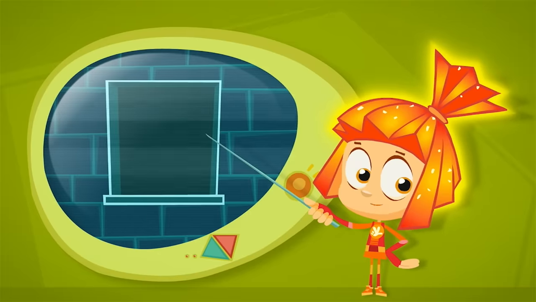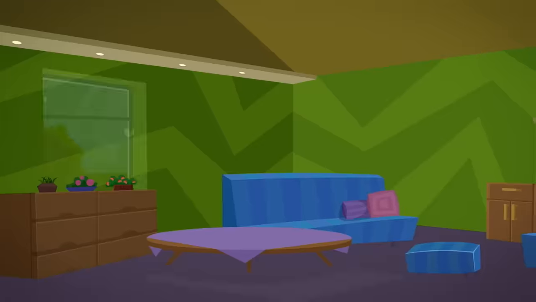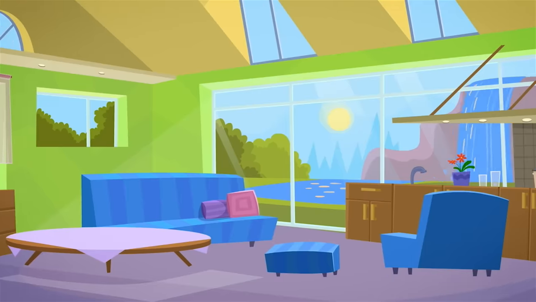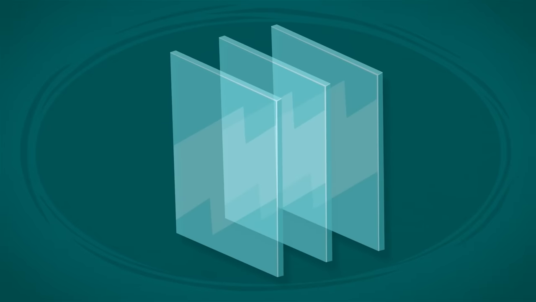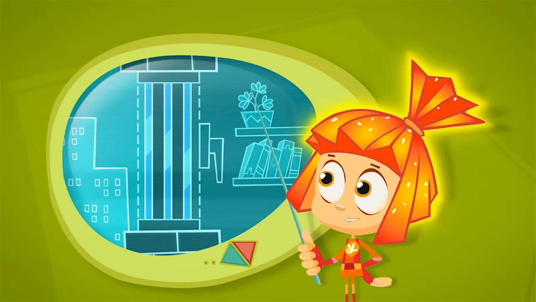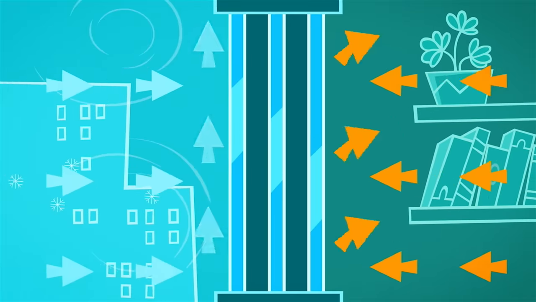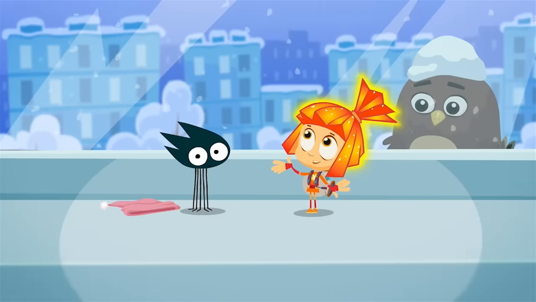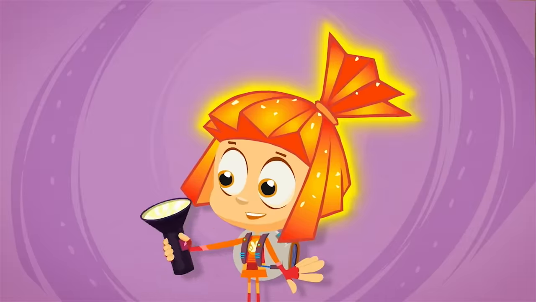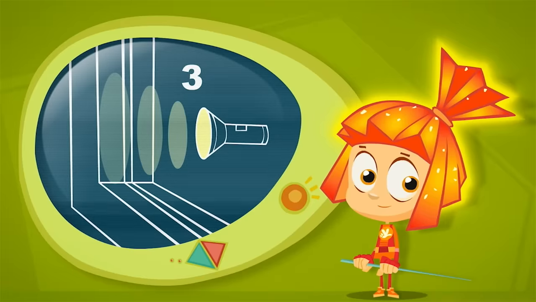A window is much more than just a hole in the wall. Windows provide houses with light, ventilation, and views to the world outside. Modern windows are made with several layers of glass. Between each layer is a space that's filled with air. The air works as insulation to keep heat from escaping outside. Do you know how to tell how many layers of glass your window has? Just shine a flashlight at it. The number of reflections tells you the number of layers.